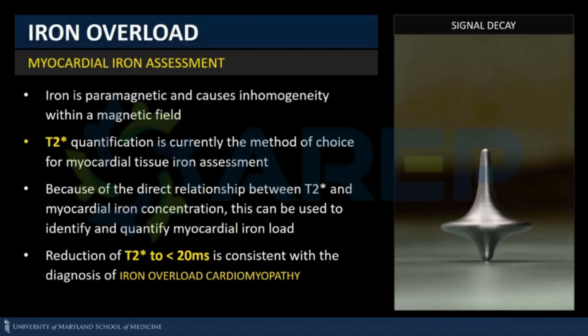And the more iron that occurs within the magnetic field, the greater decay you have of your T2 star curve. And you can think of it like the spinning of a top. If you have a top that's spinning on a nice sheet of glass, well, it'll spin for a very long time. But if you have irregularity in the glass, then all of those interactions will make the top slow down much quicker. And that's what we see in the setting of iron overload. So T2 star value less than 20 milliseconds is considered for iron overload cardiomyopathy.